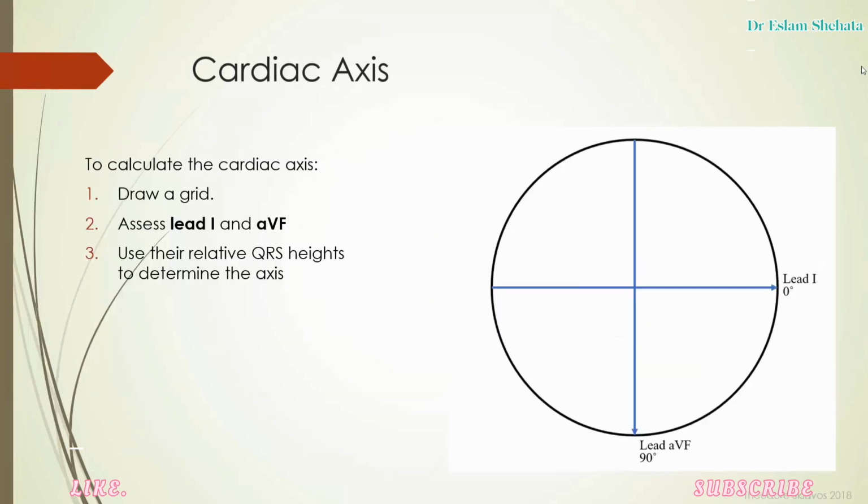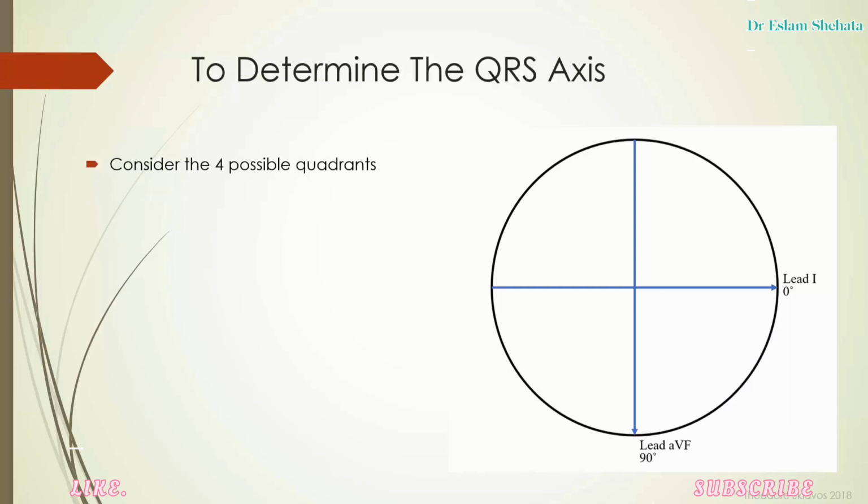So how do you actually calculate the axis? Well, I'd recommend you start by drawing a grid, then looking at leads 1 and AVF, and then look at the relative heights of the QRS complexes in those leads, and that will tell you the axis. So putting that into practice, here we go. We start by looking at lead 1. Now the reason we've chosen these leads is lead 1 is nice and horizontal, straight out to the left. AVF is straight down, at 90 degrees to lead 1. It gives us a grid.